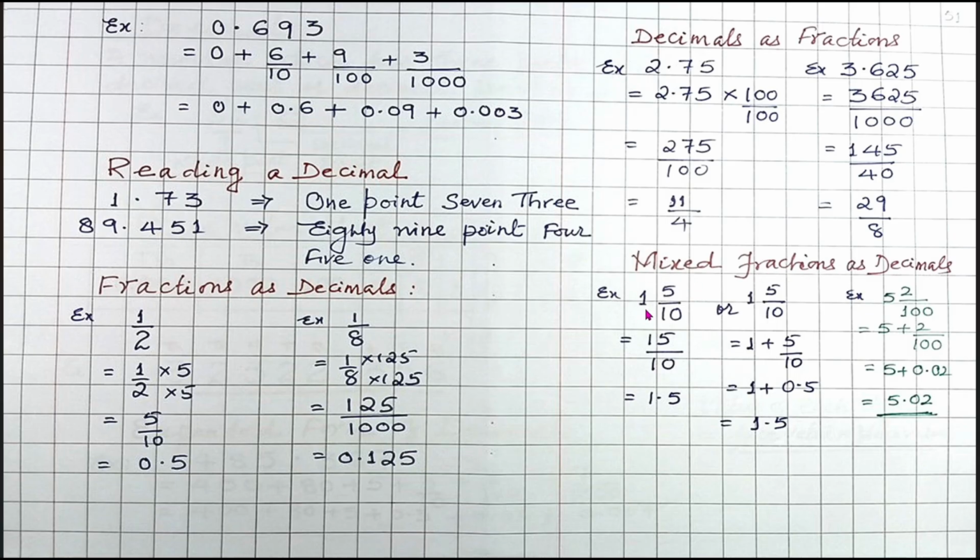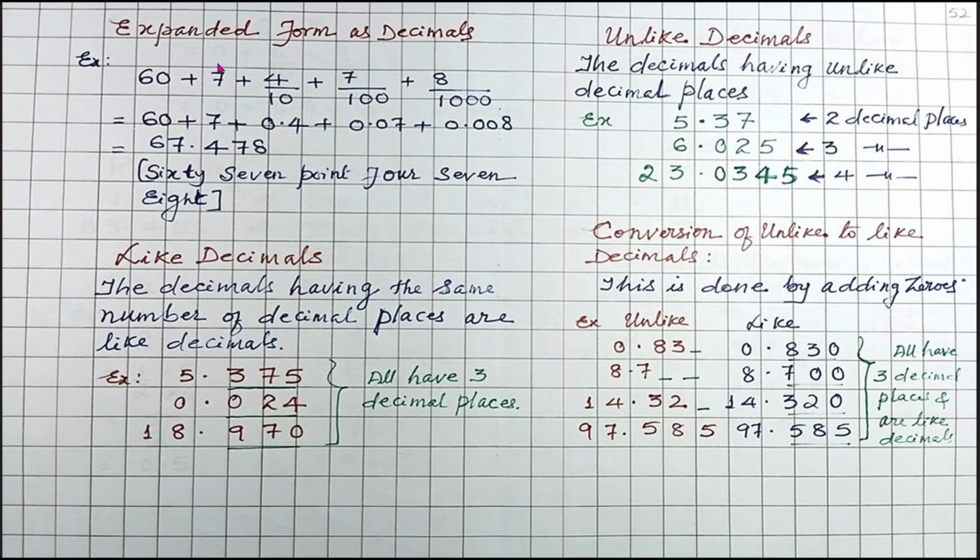We have a mixed fraction here, 1 integer 5 by 10. Converting it into an improper fraction, 10 times 1 plus 5 is 15 by 10. Only 1 zero is there, therefore it is 1.5. Or we can go by another method. 1 is the whole part, take only the fractional part, 5 by 10, which is 0.5, add 1 and 0.5 to get 1.5. Another example, 5 integer 2 by 100, that is 5 plus 2 by 100. 2 by 100 is 0.02, therefore the conversion is 5.02. That is how we convert a mixed fraction into decimals.